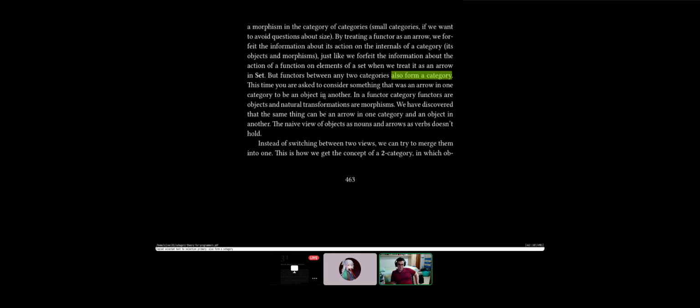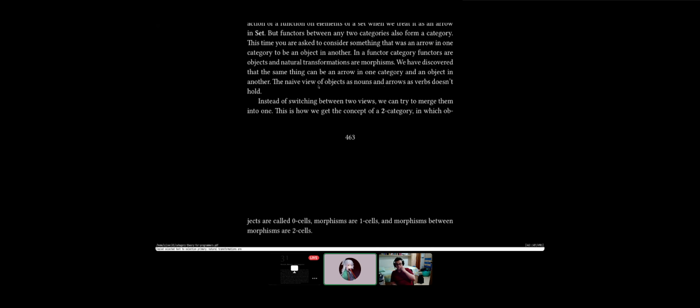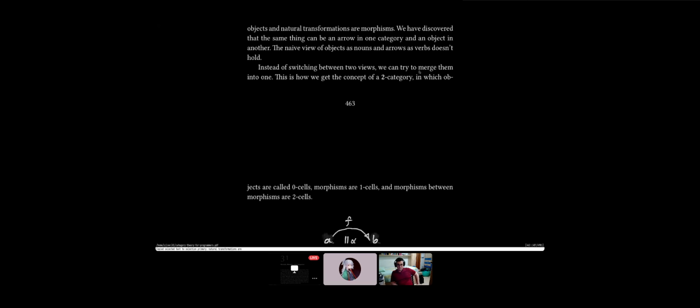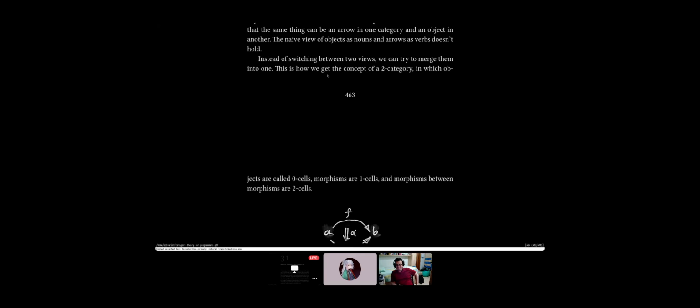And also this, nothing new. Yeah, that's nothing new. Then we are asked to consider something that was an arrow in one category to be an object in another. In the functor category, functors are objects and natural transformations are morphisms, and the same thing can be an arrow in one category and an object in another. Yes, perfect. So good so far.